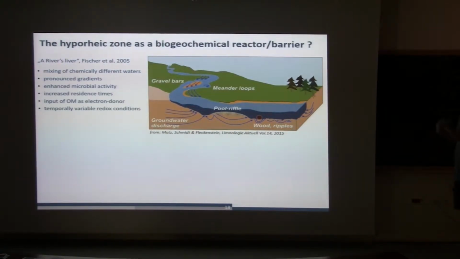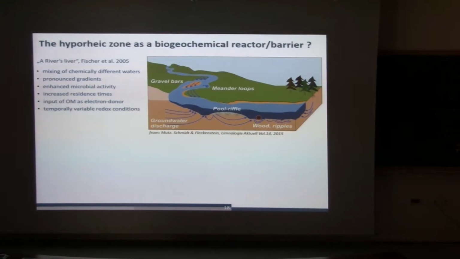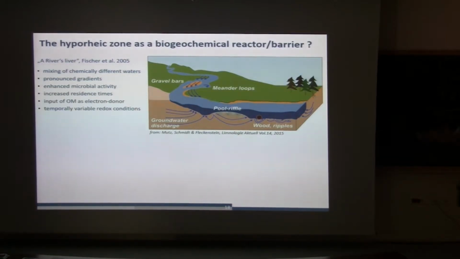The motivation of this can be summarized by one paper that in 2005 termed the hyporheic zone a river's liver. The idea that I had alluded to earlier is that we usually have mixing of chemically different waters, resulting from pronounced gradients in the chemistry and temperatures. We usually also have enhanced microbial activity, so good conditions to turn over material. We also have increased residence times compared to the residence times in the open water. And often we have sources of organic material from the stream that are delivered and that can fuel reactions.